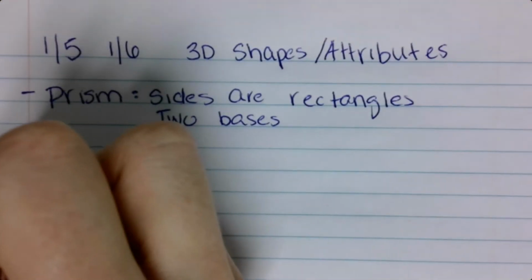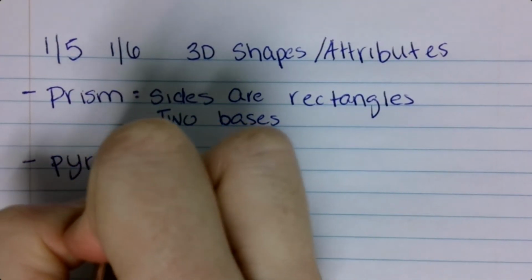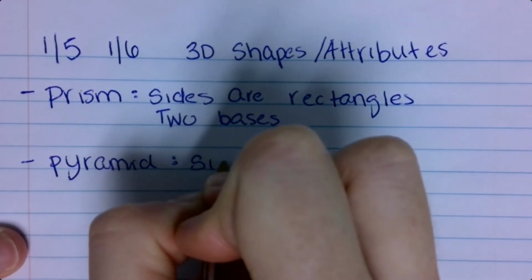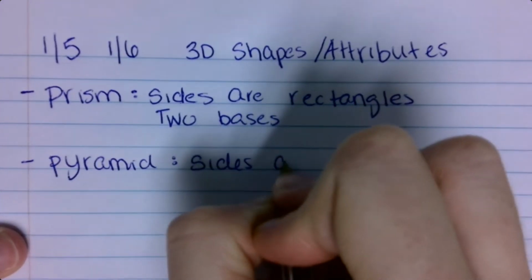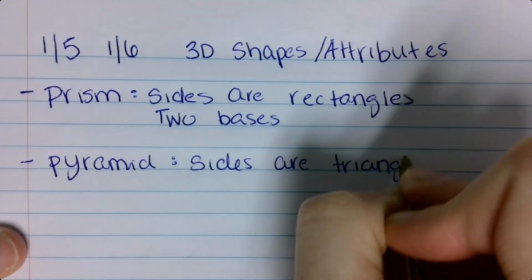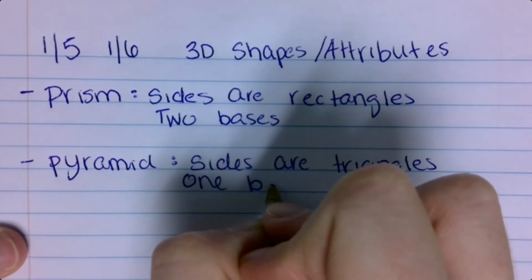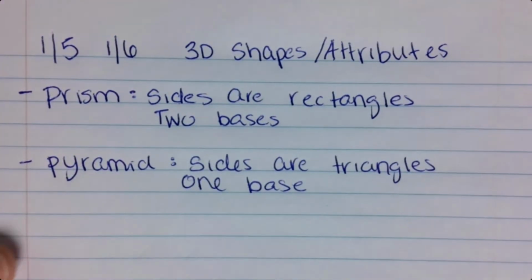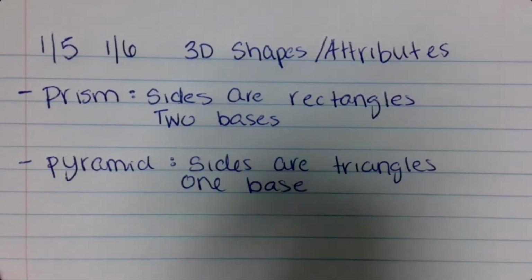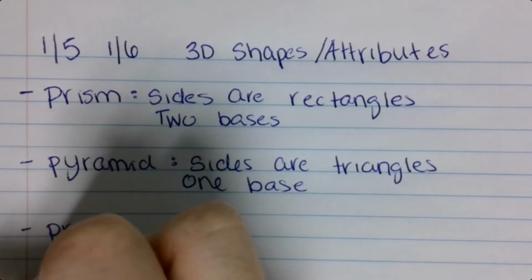Okay, the second one is a pyramid. These have sides that are triangles, and there is only one base. All right? So we are going to look at some prisms first.